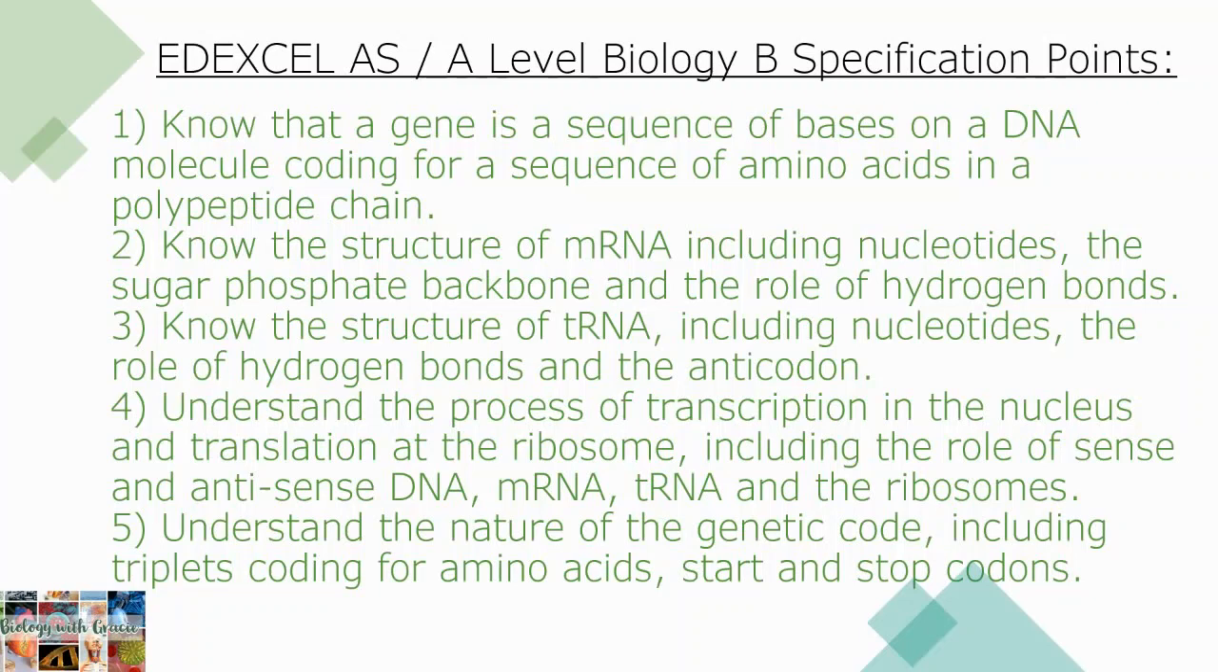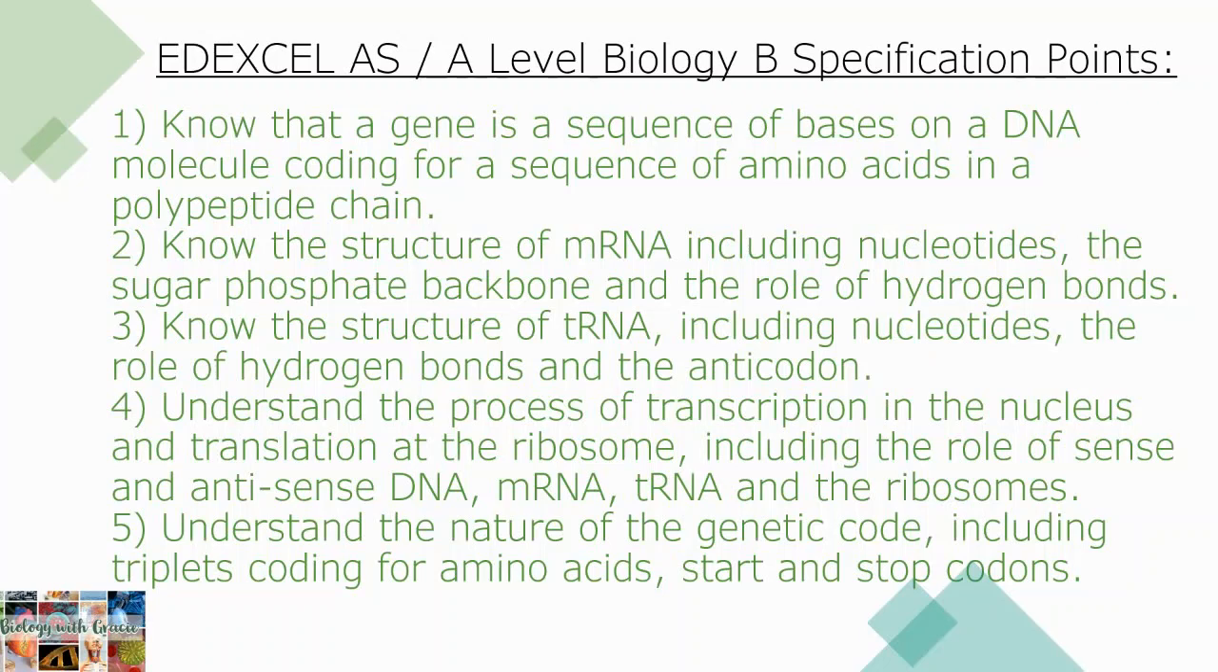And then the EDEXCEL AS and A Level Biology B specification points. Number one is to know that a gene is a sequence of bases on a DNA molecule coding for a sequence of amino acids in a polypeptide chain. Number two, know the structure of mRNA, including nucleotides, the sugar phosphate backbone and the role of hydrogen bonds. Number three, know the structure of tRNA, including nucleotides, the role of hydrogen bonds and the anticodon.